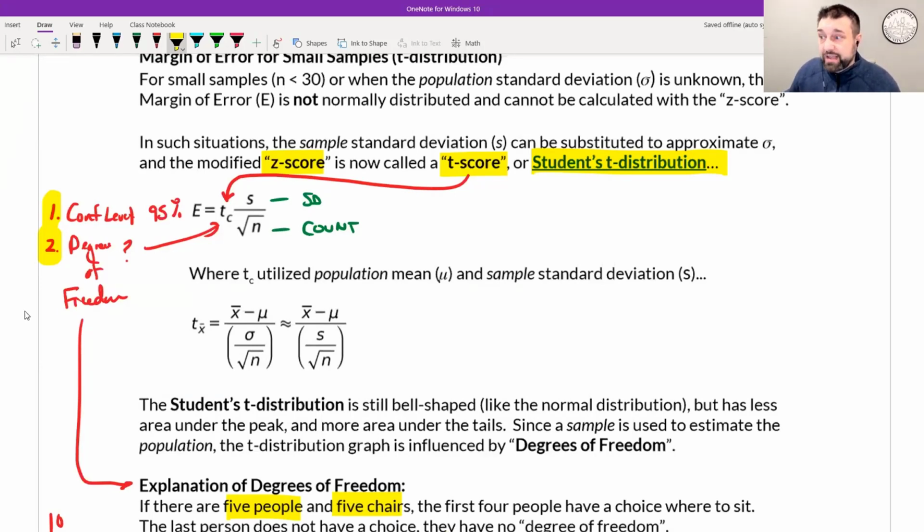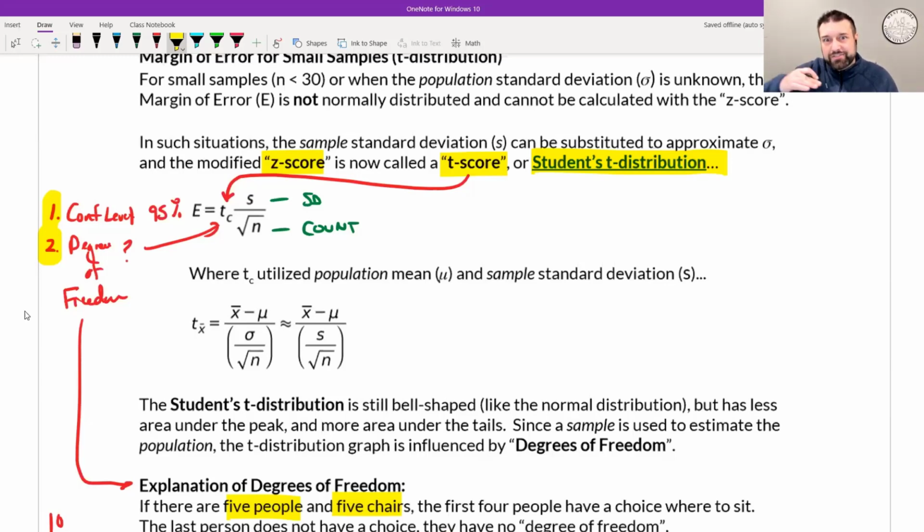They would look it up in a table and get the value for t, or we're going to use technology. We're going to use a Google Sheet, and we're going to plug in the confidence level and the degrees of freedom, and it will give us the t-score. We then take that t-score, multiply it by the standard deviation, divide by the square root of the count, and that is our margin of error. We then add and subtract that from the mean, and that's our interval.